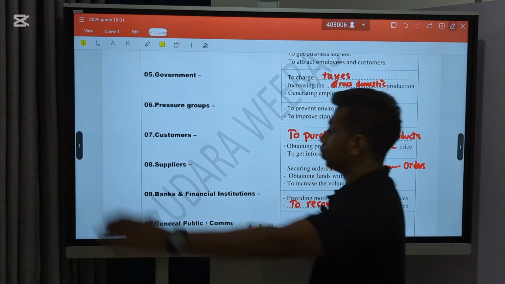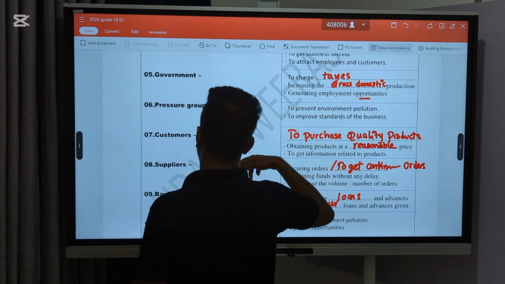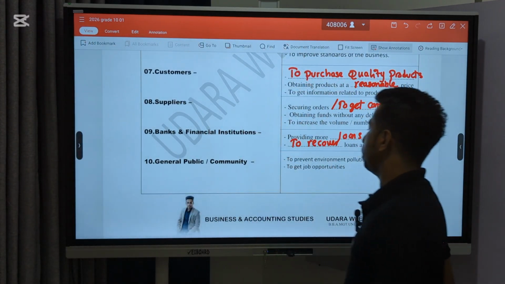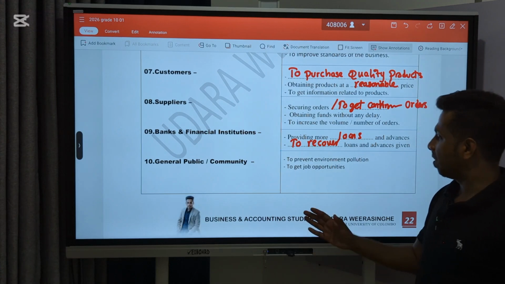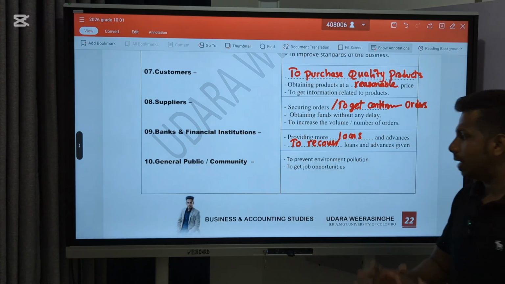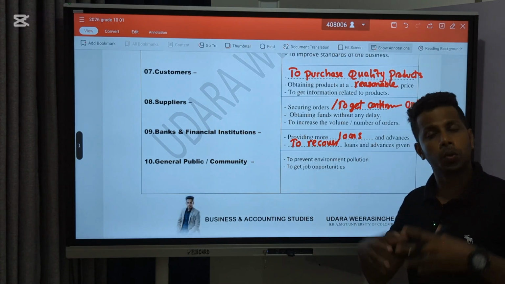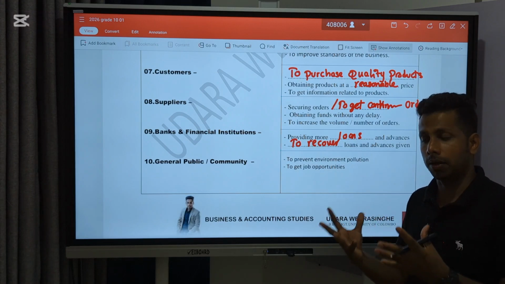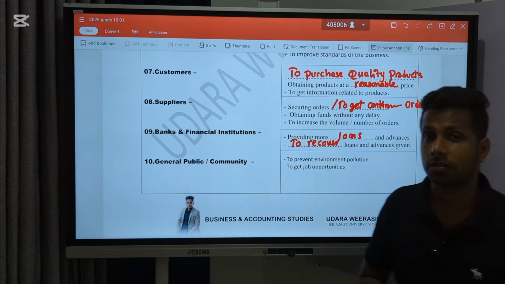So now let's move to the next one, general public. It can be anyone, no? So the community, they also have an interest to prevent environment pollution and to get job opportunities or to increase the quality of products or to purchase quality products at a reasonable price.